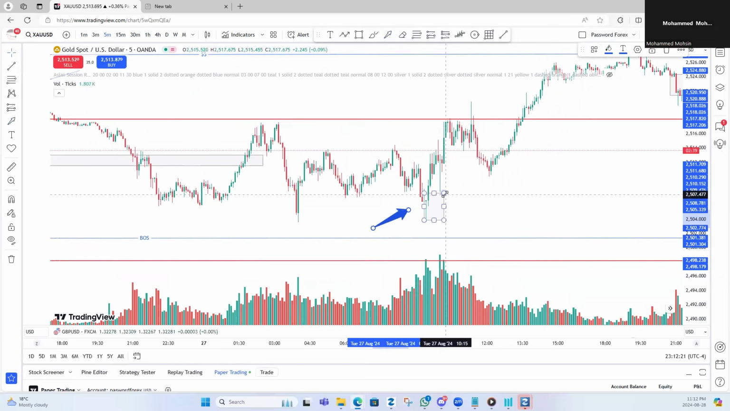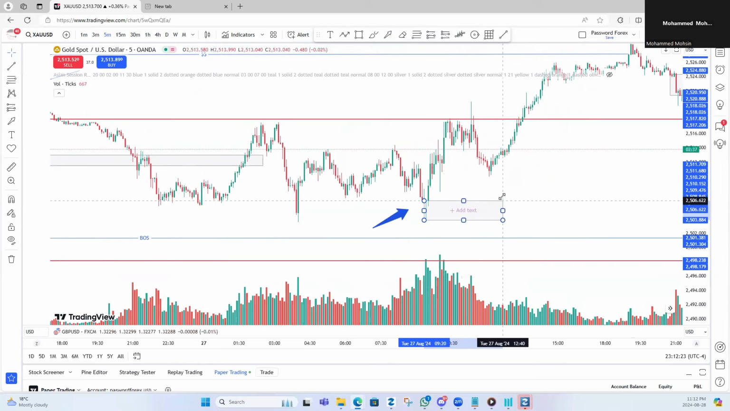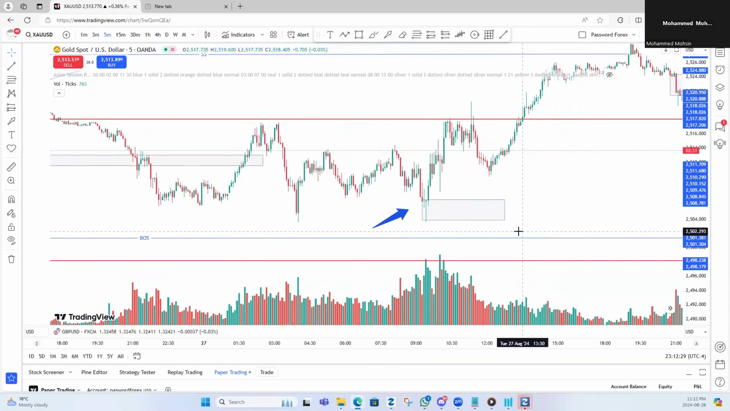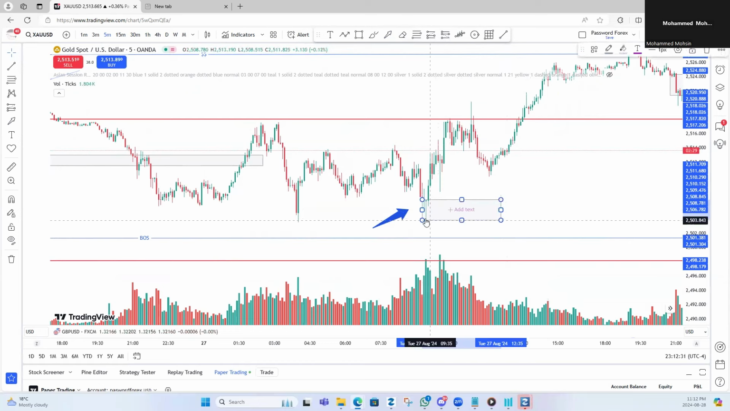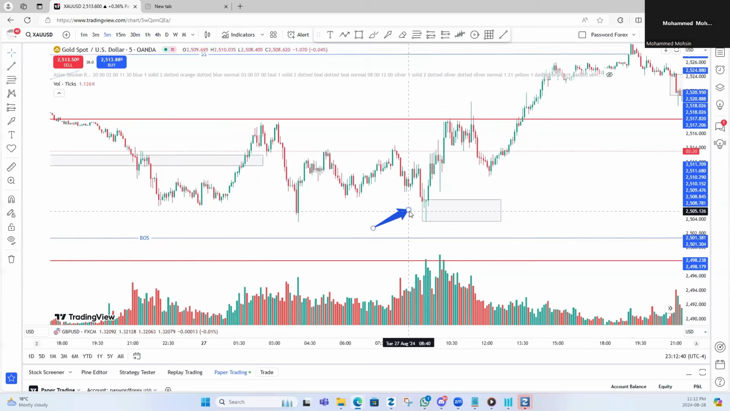So I used my rectangle tool and I just marked the high and the low. And what happened? The market closed above, but it never came back. But I took my aggressive entry right here. The market never swept the low, but I took my aggressive entry.